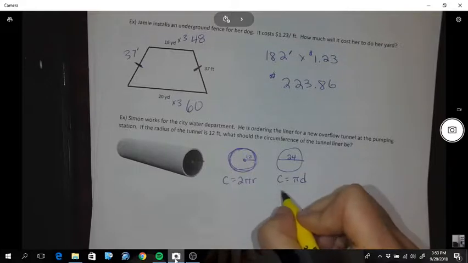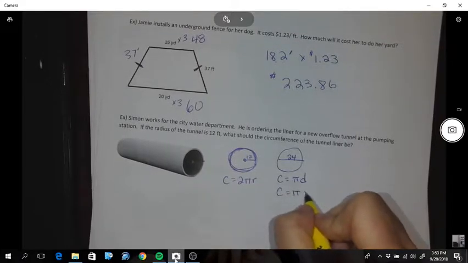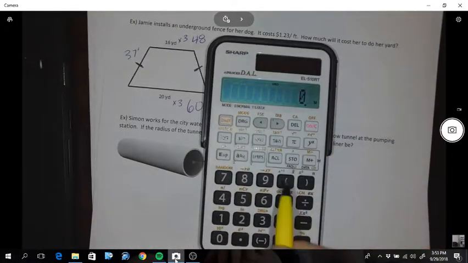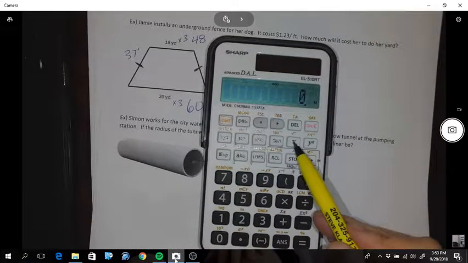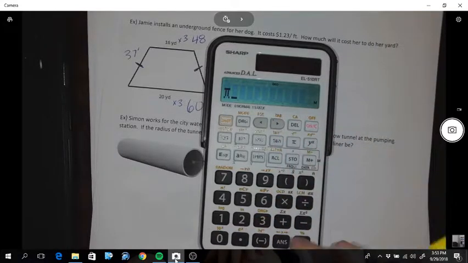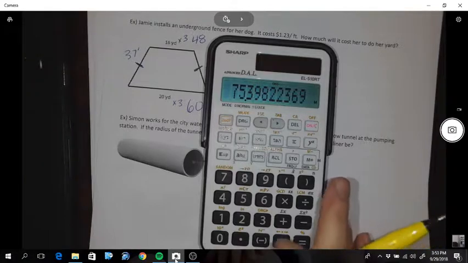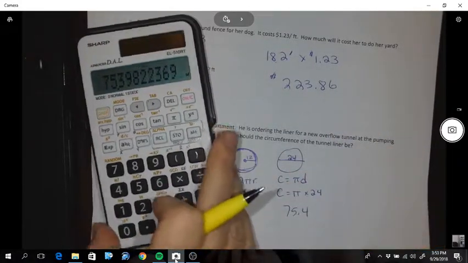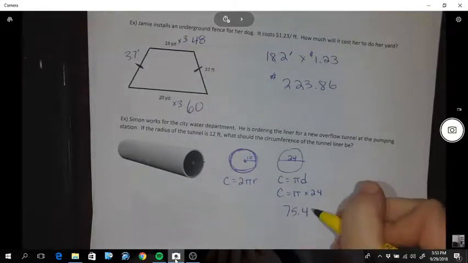And so we go circumference is pi times 24. And if you want to see where that button is in your calculator, that's what I would do. So I would just go like that, pi times 24, 75.4. And that measurement is in feet.